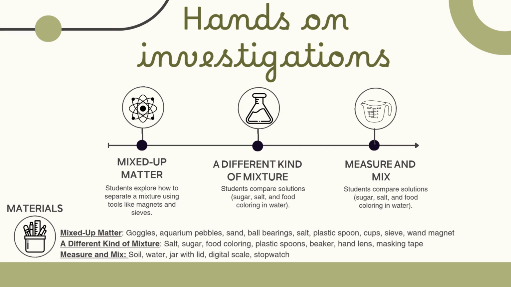There are 3 exciting investigations in this chapter. In Lesson 1, Mixed Up Matter, students separate materials using magnets, sieves, and tools, and they'll see what mixtures can be reversed. In Lesson 2, A Different Kind of Mixture, students create and compare different water-based mixtures and observe which ones form solutions. Lastly, in Lesson 3, Measure and Mix, students mix soil and water, measure before and after, and learn that mass is conserved even when materials are mixed. These investigations are designed to support observation, data collection, and collaborative thinking.